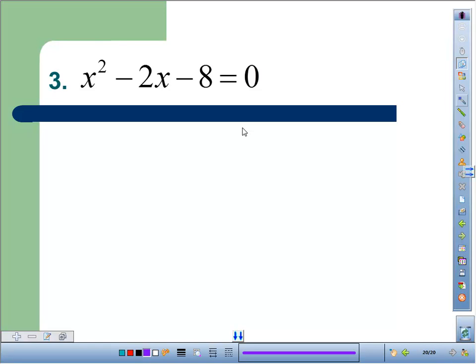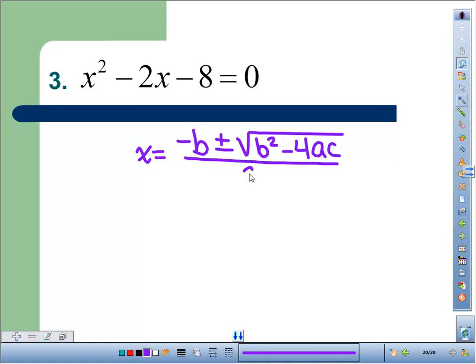If it's going to take you forever to figure out how to factor it, or if it can't be factored, then you have to go to the quadratic formula, which is x equals negative b plus or minus radical b squared minus 4ac all over 2a. Now, what is all this a, b, and c stuff? What do they mean? Well, I'll tell you.